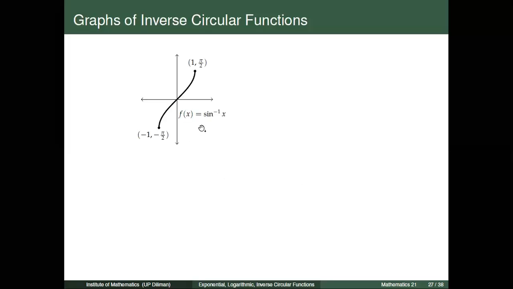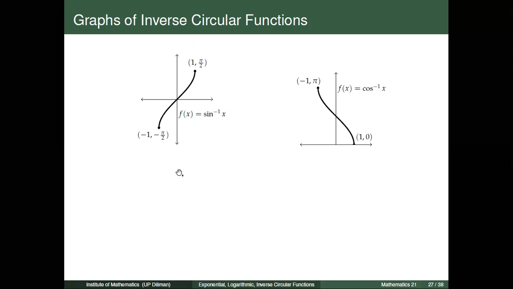Okay, this is the graph of the inverse sine function as derived earlier. And this is the graph of the inverse cosine function. Again, both of their domains are equal to the closed interval -1 to 1. The range of this is -pi over 2 to pi over 2, while the range of the inverse cosine is from 0 to pi.